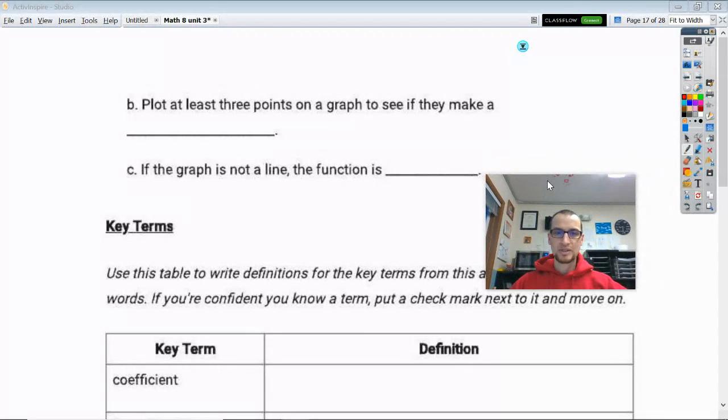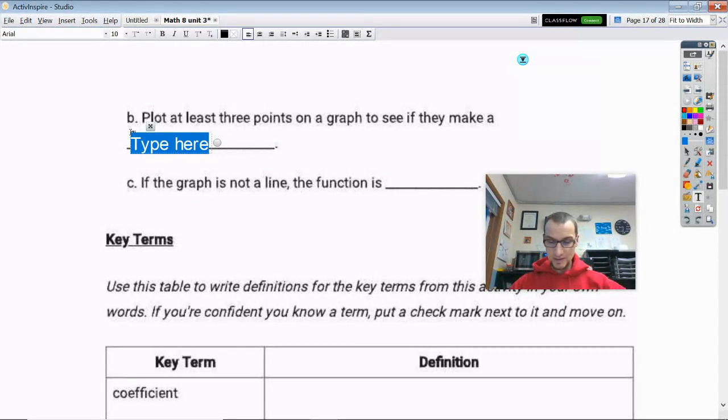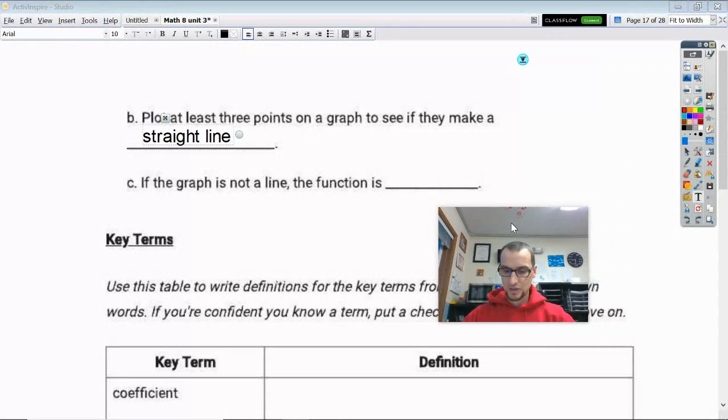Plot at least 3 points on the graph to see what they make. Well, are they going to make a straight line? If it's linear, then it's going to be a straight line. If the graph is not a line, the function is what? Nonlinear.